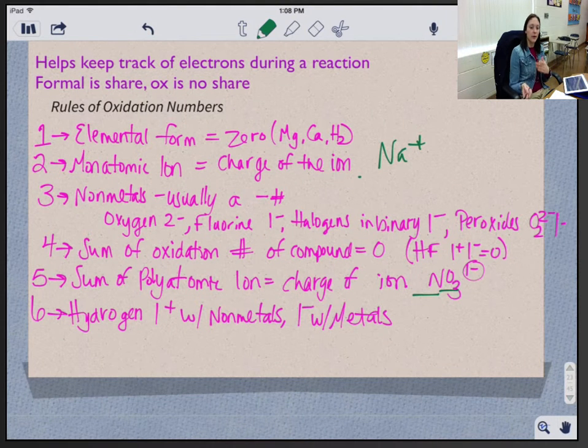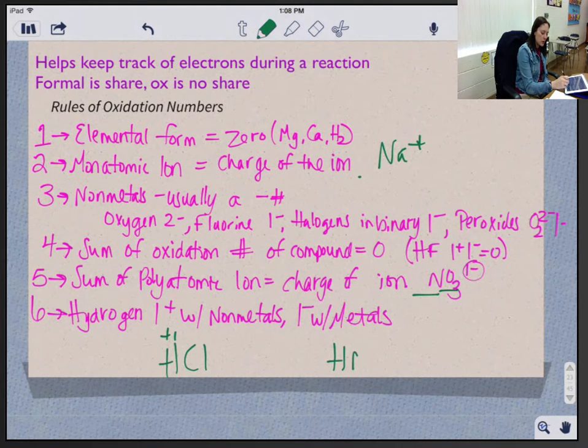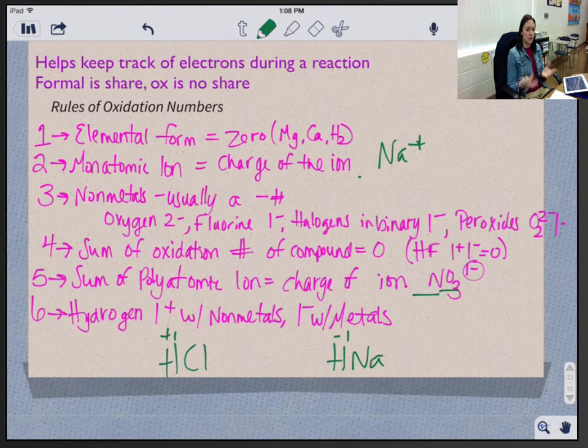And then I go with number 6. Hydrogen is a 1+ with a nonmetal and a 1- with a metal. So if hydrogen is with a Cl, it's a 1+. If hydrogen is with sodium, it's a 1-. So basically, you're just trying to figure out what the charge is for each of these individual atoms, because depending on what they're bonded to, it actually does change, especially when we deal with transition metals. Some elements never change, and others change all the time, especially coppers, tins, lead. Any transition metal will have a lot of different oxidation numbers.